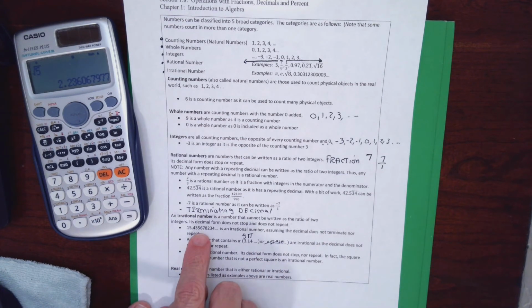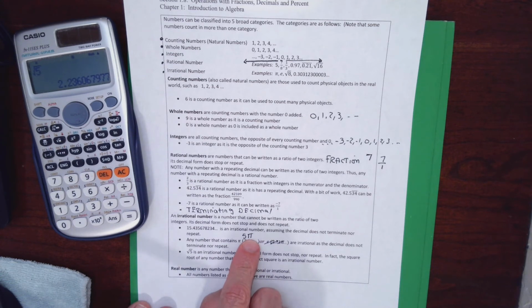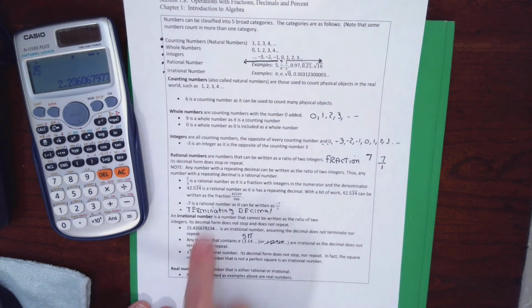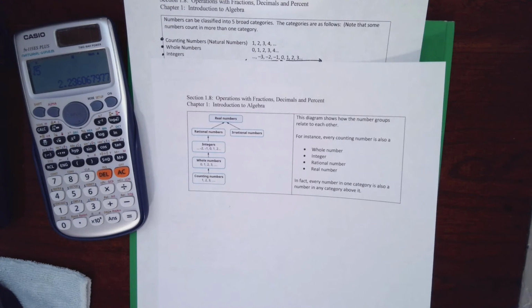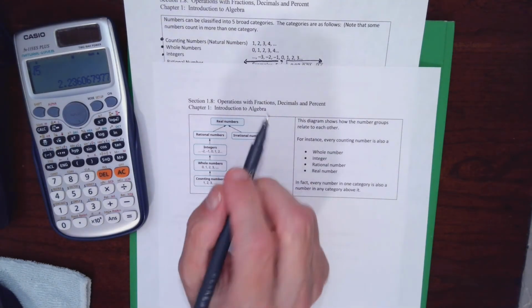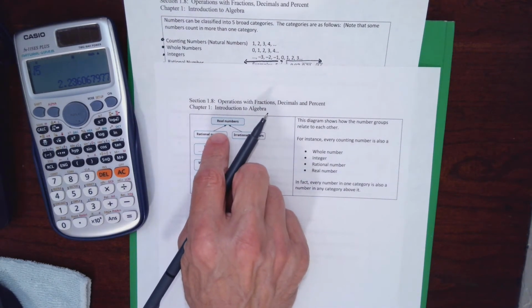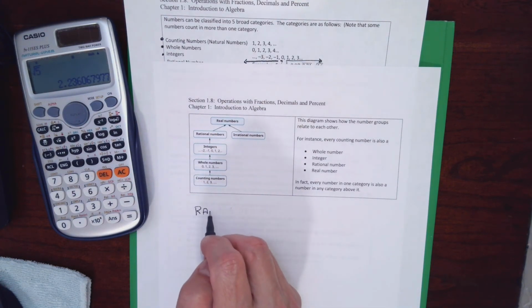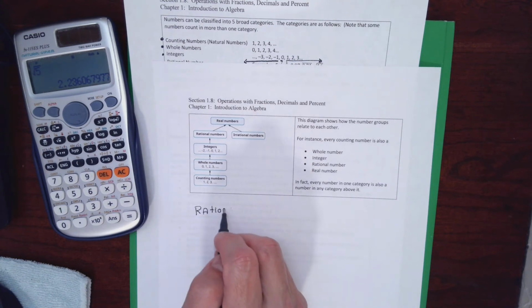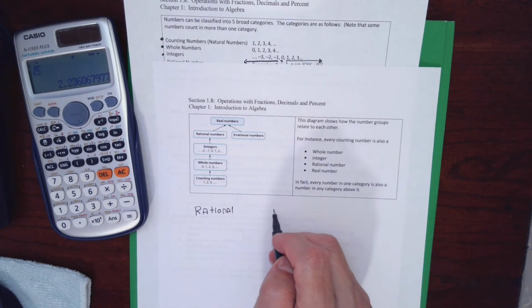So irrational: a non-terminating, non-repeating decimal, something with a pi, or a square root of a number that's not a perfect square. And then all the numbers on this sheet are considered real numbers. I don't know how well that does here, but here's a picture. So all the numbers that we have are real numbers. So in the world of real numbers, the biggest categories are rational and irrational.